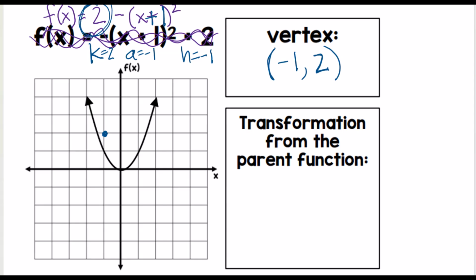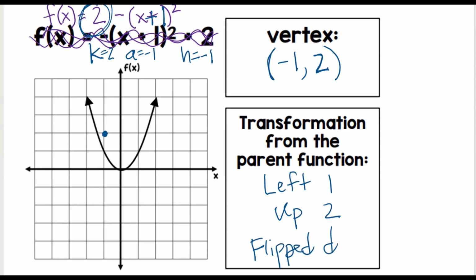What is this A of -1? How does that affect the graph, the U? It just flips it down, right? Is it going to be the same width as this one? Yes, because it's still -1. All right, so then we're going to say this parabola went left 1, up 2, and then flipped down. Right? With the same width as the other one.